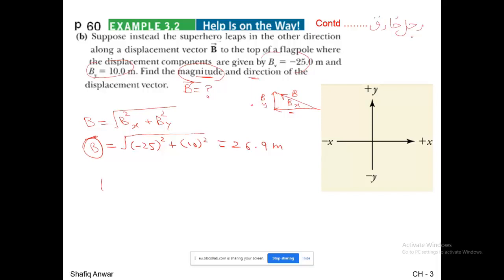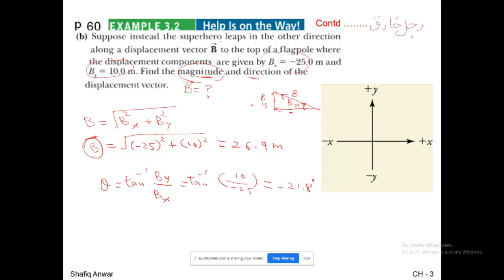Okay, and for direction, tan inverse of By over Bx, tan inverse of 10 over minus 25, you get the angle minus 21.8 degrees. You see why minus? As I told you, this is along the minus x-axis. If the angle is from the positive x-axis, it should be positive. This is from the negative x-axis, opposite side, so this is negative. It is clear to you, right?